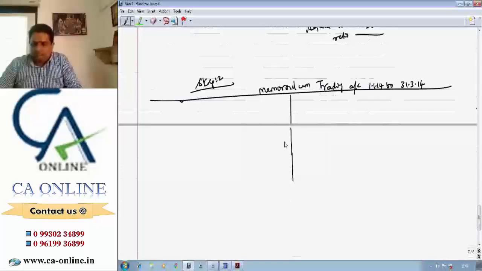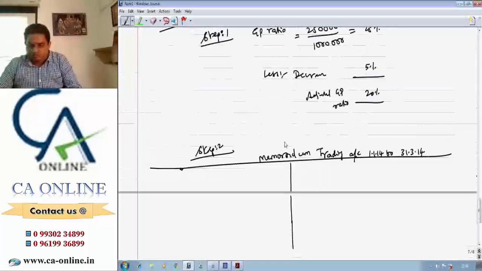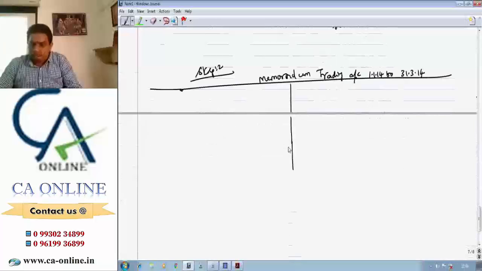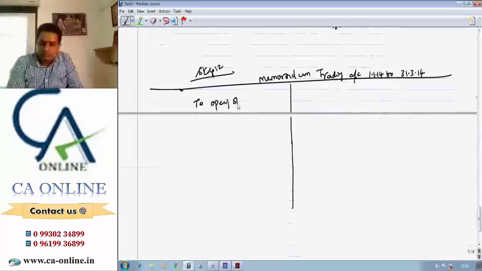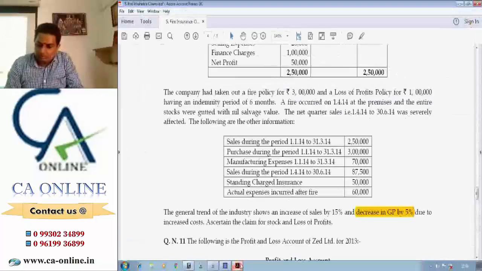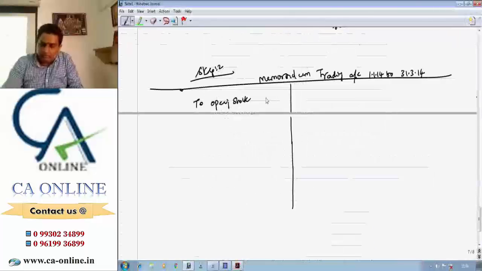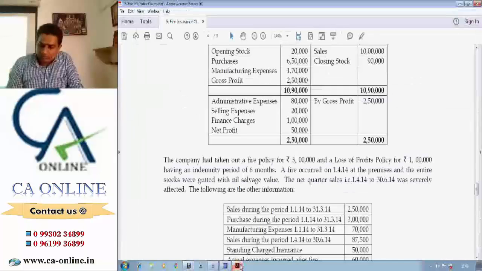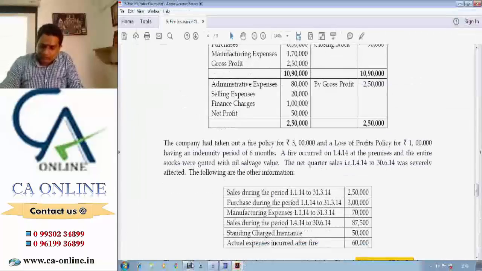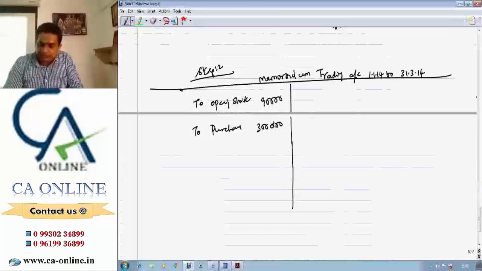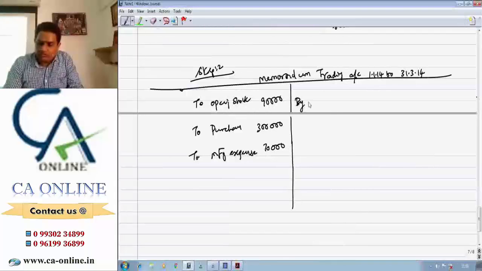Step 1. There is no adjustment. Opening stock 90,000. Purchases 3 lakhs. Manufacturing expense 70,000. Sales 2 lakh 50.